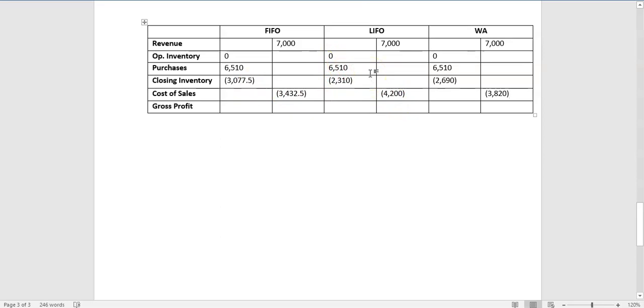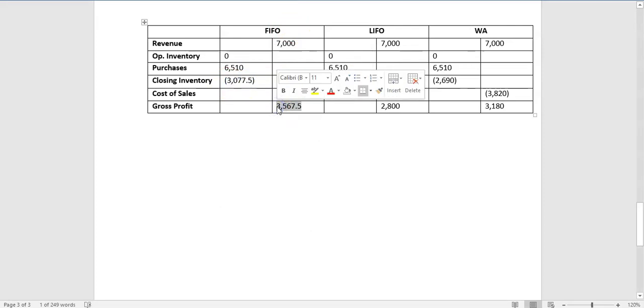And what that then falls down to is you're now looking at, well, what impact does that have on gross profit? So we're looking at here, 7,000 minus 3432.5 gets you 3567.5. 7,000 minus 42 is 28. And 7,000 minus 3820 is 3180. So in all instances, you have different gross profit figures. The higher the closing inventory, the actual higher the profit. That's something to watch for.